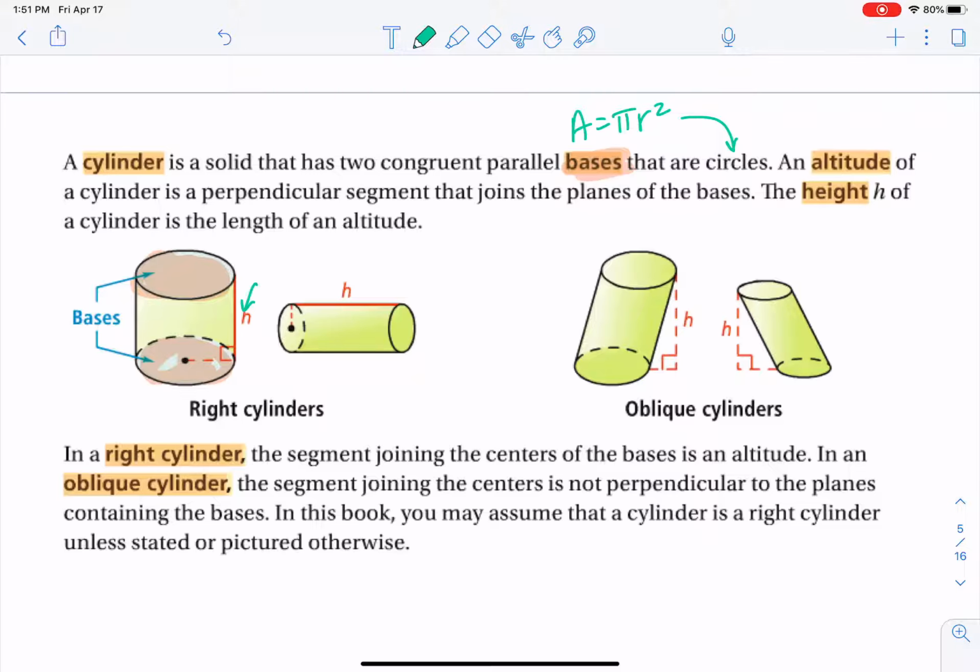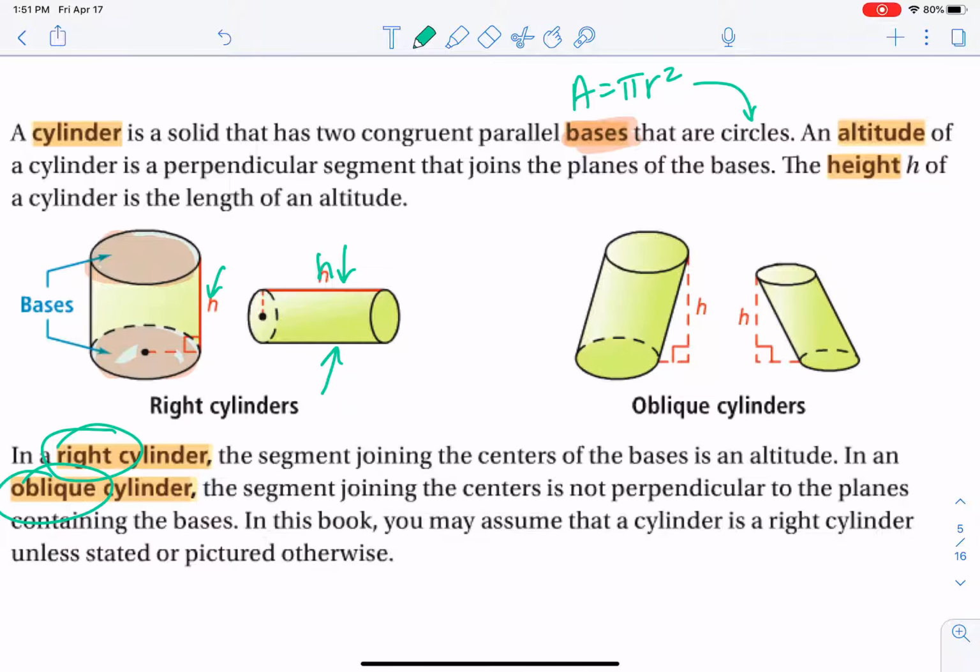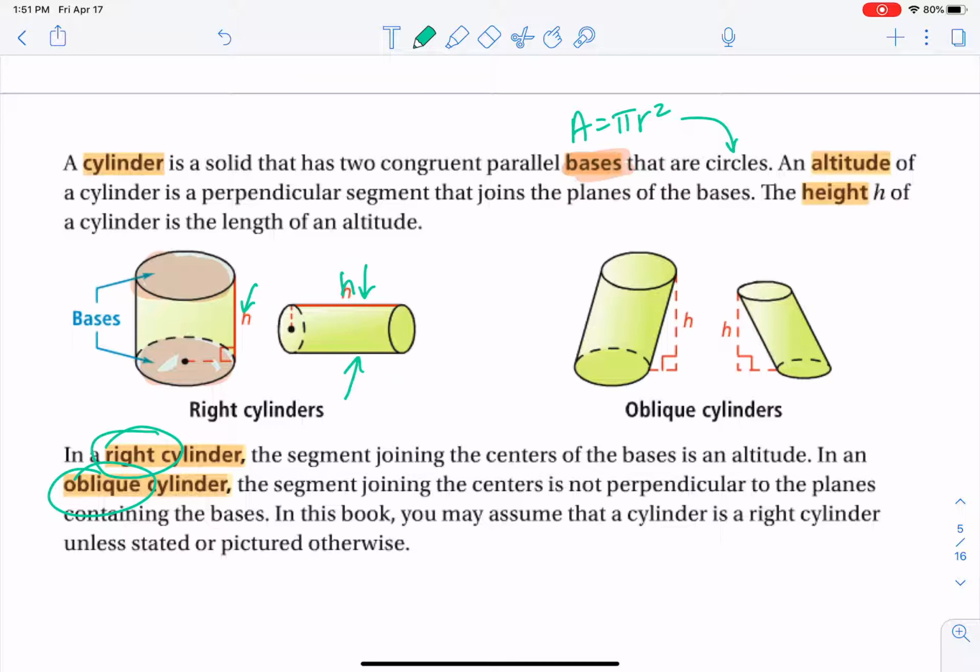So this is like a canned good. You've got your canned good sitting straight up, or the height is still the height of the canned good, even if it's laying on its side. Again, we have right cylinders and oblique cylinders, and we're going to do the right cylinders for this book. So even if they don't put that little right angle in this book, they're saying you can assume if it looks straight, it is.